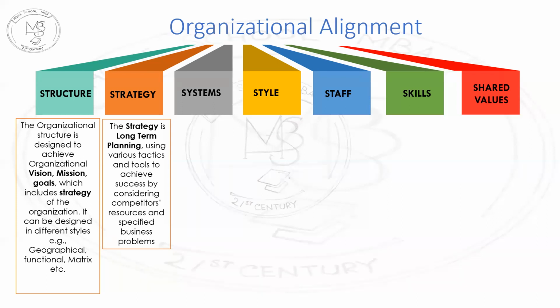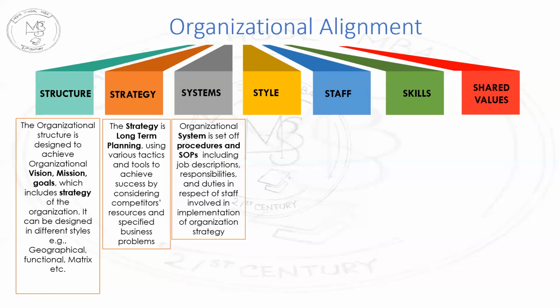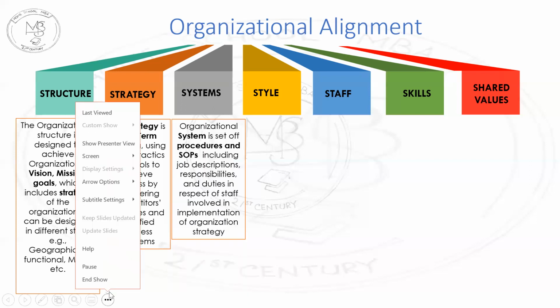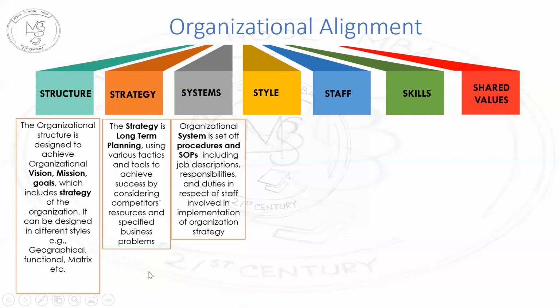And remember that the strategy is developed by the top management of the organization, especially the chief executive and the think tank available to him, like the board of directors or executive committee. And then they move down to developing systems to implement that strategy. Now, system here means a set of procedures and SOPs, which includes job descriptions, responsibilities, duties, and rights of the staff who are involved in implementation of the organization's strategy.